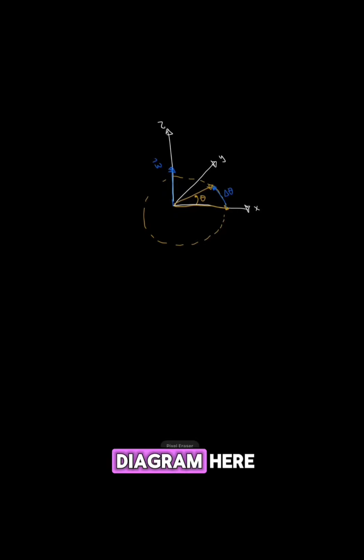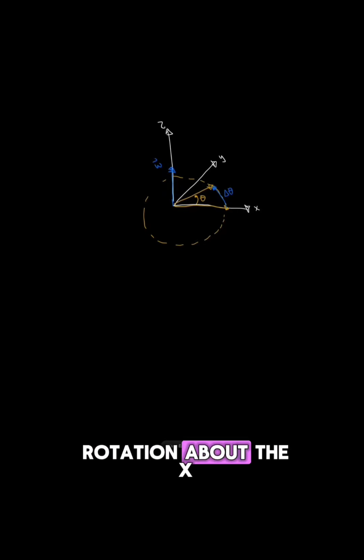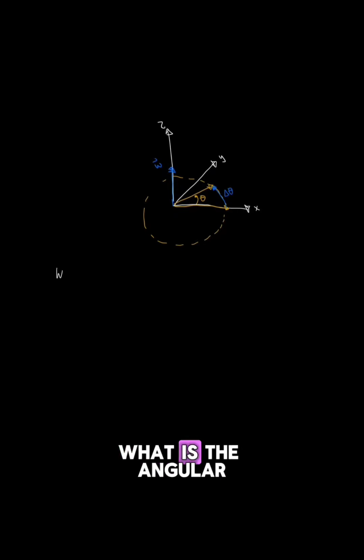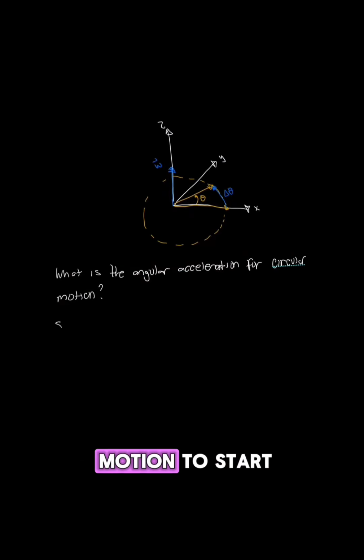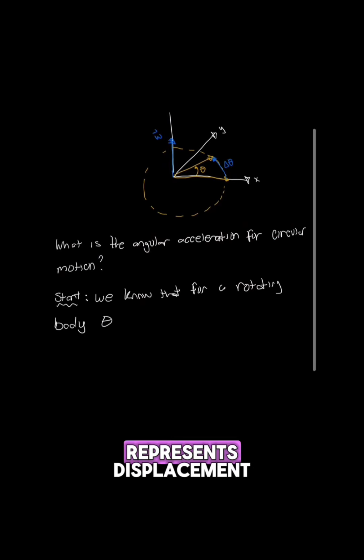All right, so let's say given this diagram here where we have this rotation about the xy axis, the question says, what is the angular acceleration for this circular motion? To start, we know that for a rotating body, theta represents the displacement.